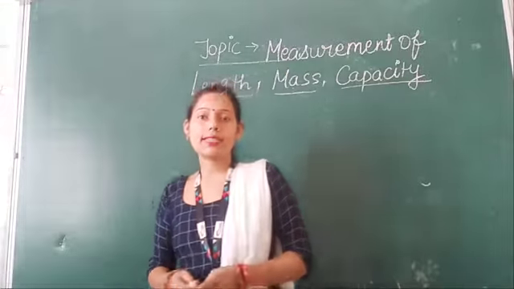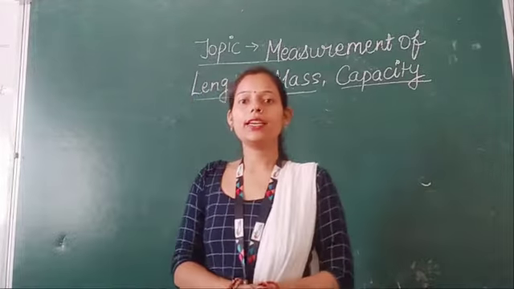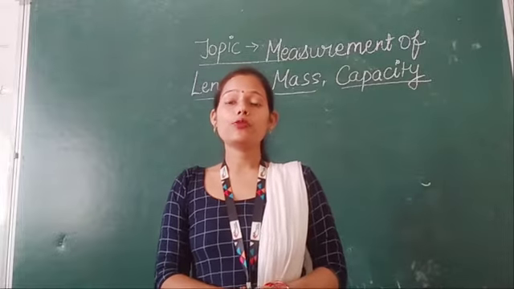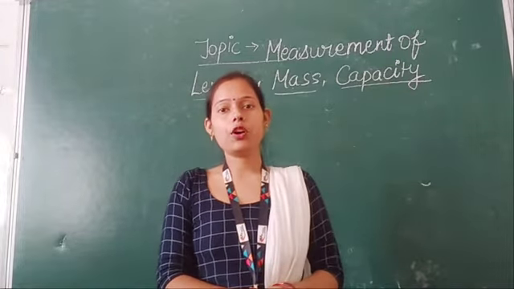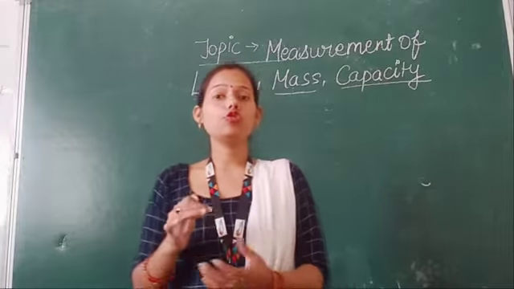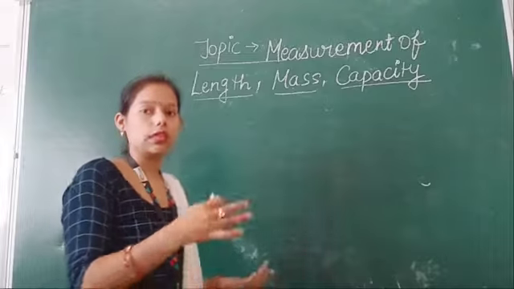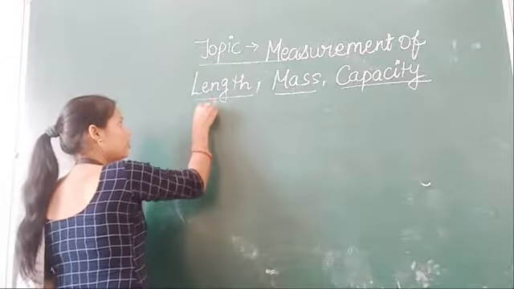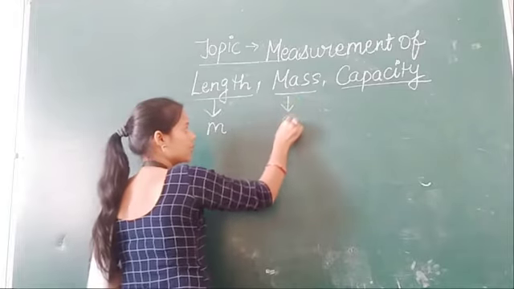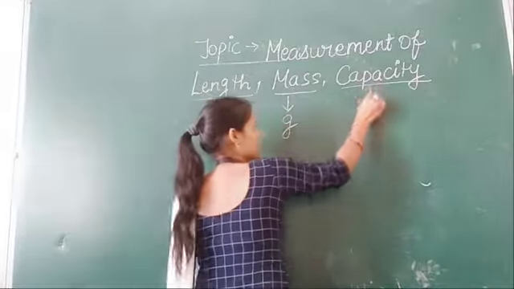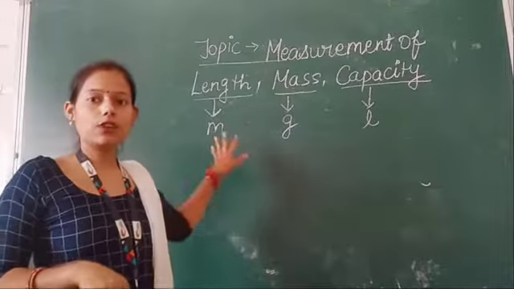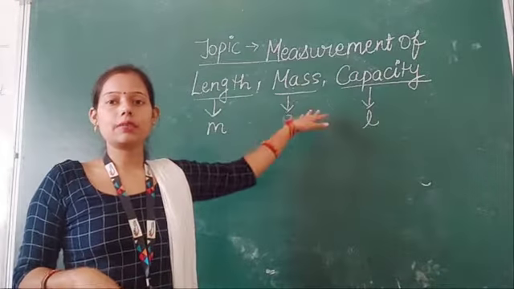Hello student, let's start our new topic, measurement of length, mass and capacity. So class, for measuring we have three types of unit: length, mass and capacity. Firstly we should know the basic unit of each. The basic unit of length is meter, for mass is gram and for capacity is liter. So these are the basic units of length, mass and capacity.